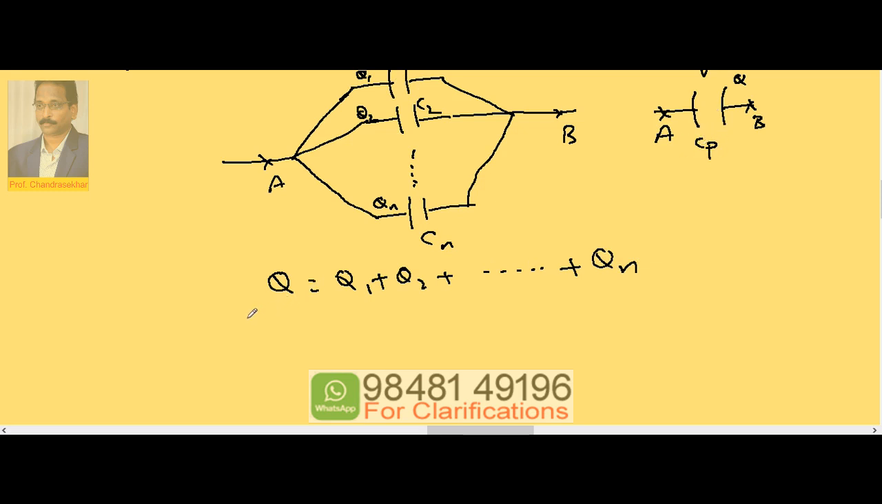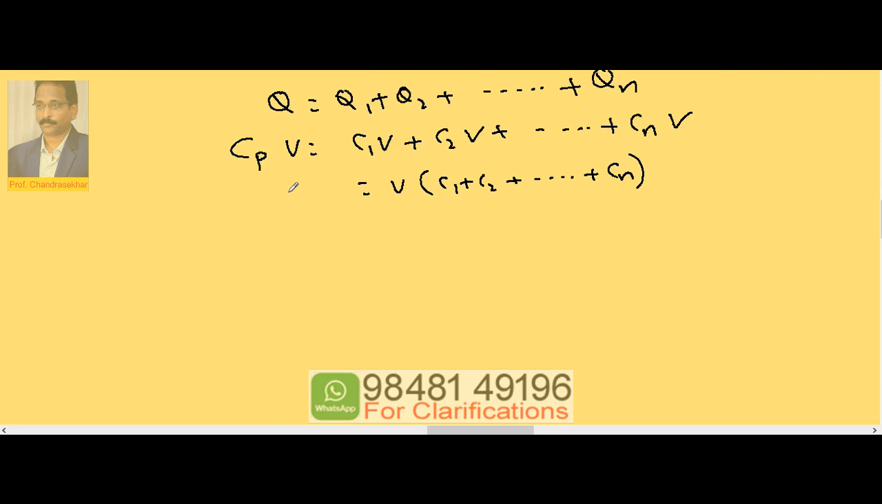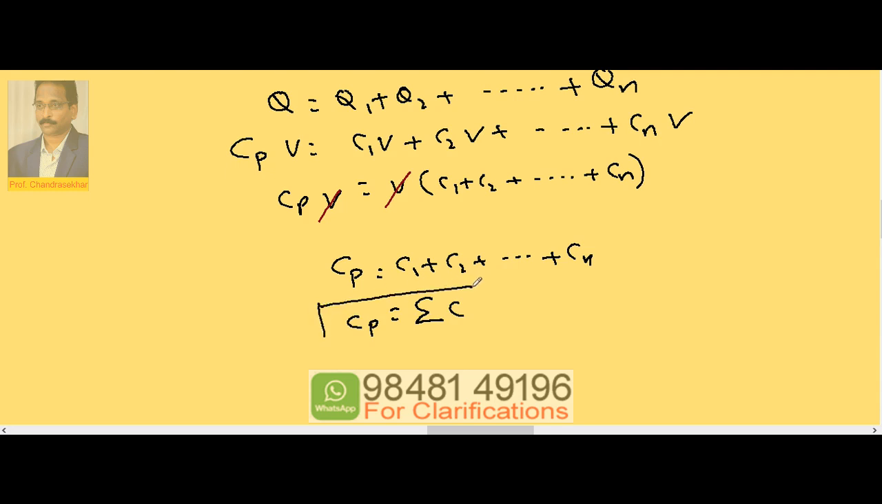So we know that Q is equal to CV, that means Cp into V, this is C1V plus C2V plus so on, Cn into V. So if I take V common, C1 plus C2 plus so on plus Cn. On both sides I can cancel V. Therefore the equivalent capacity in parallel combination is C1 plus C2 plus so on plus Cn, or sigma C. When n capacitors are connected in parallel, the equivalent capacity is the sum of the individual capacities.